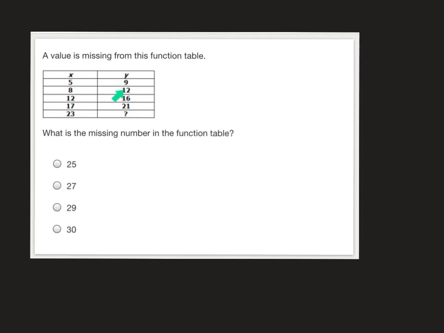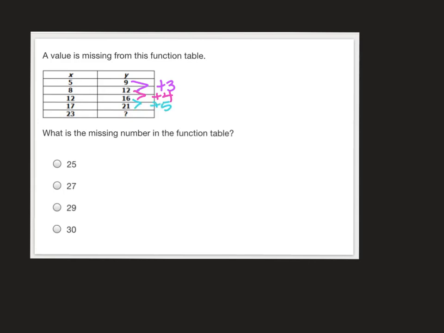So if we're going from 9 to 12, 12 to 16, 16 to 21, well, this one's not doing something consistently every time. You're not just adding 2, you're not adding 3 every single time. We're adding something different. If I look from here to here, we're adding 3. If I look from here to here, I added 4. If I look from 16 to 21, I'm adding 5.